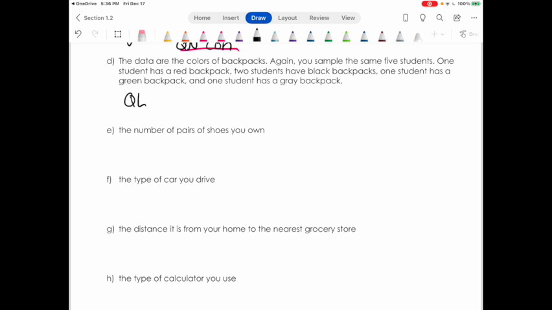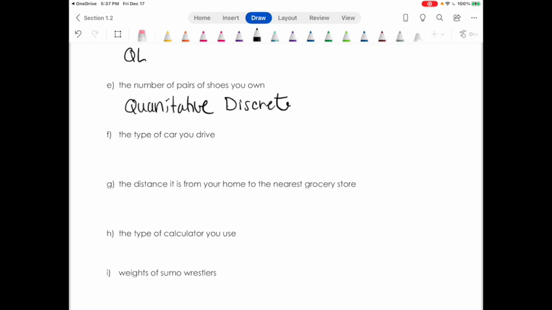The number of pairs of shoes you own. Now that's something that you count. So that's going to be quantitative. And because you're counting it, you can count the number of shoes you have. Even if you have a lot, it might take a while, but you can still count them, right? So this is discrete. The type of car you have, that's categorical. You're putting things into categories based on the kind of car you drive. So that's going to be qualitative.